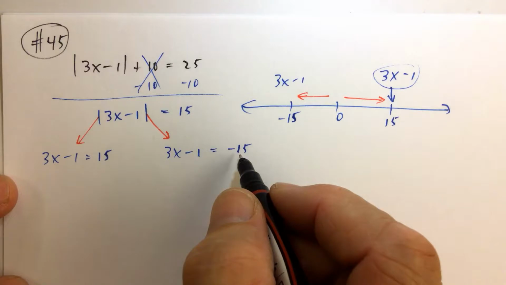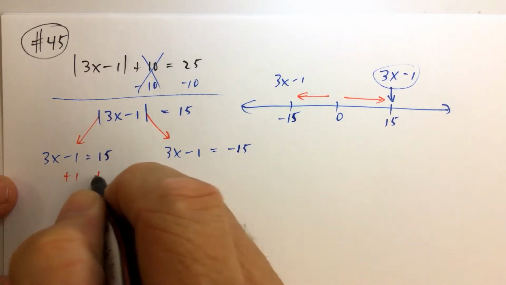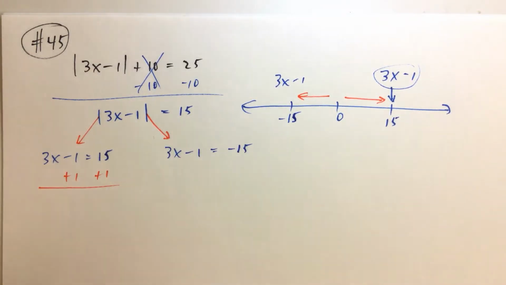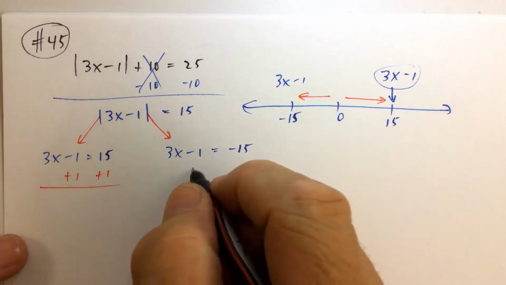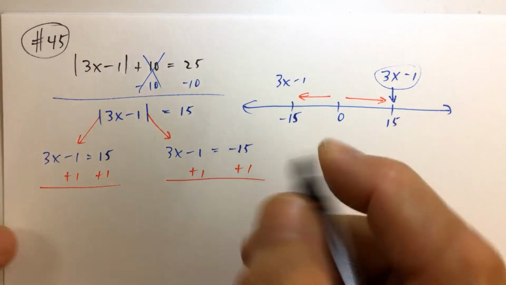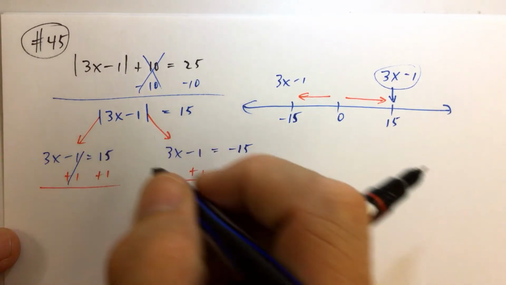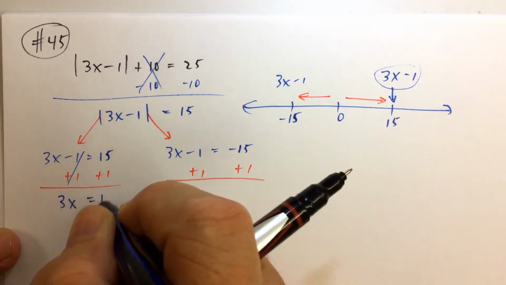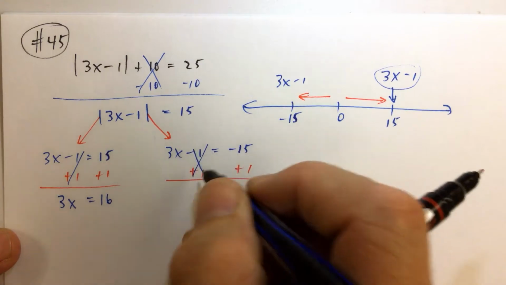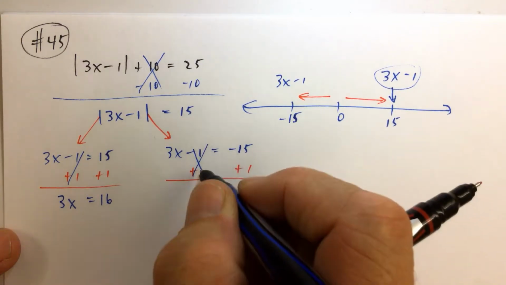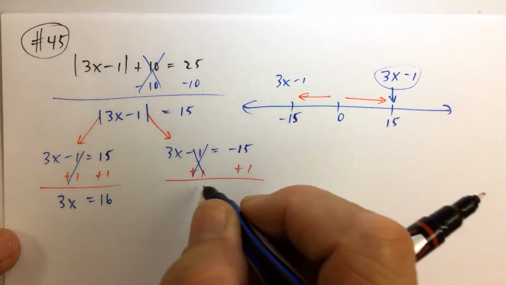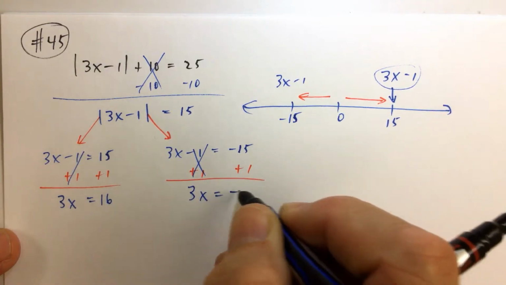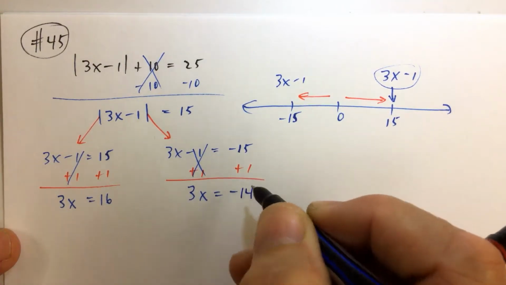Neither of these new equations has absolute value bars in them, so we can just solve the equations like we would normally do. In each equation, we add 1 to both sides. The 1 and the negative 1 cancel each other out, and on the left side we get 3x, on the right side we get 16. Over in the equation on the right, the 1's again cancel each other out, and we get 3x is equal to negative 15 plus 1, which is negative 14.